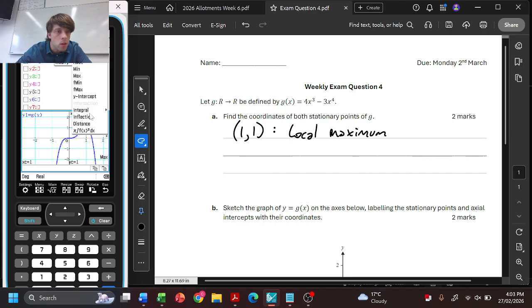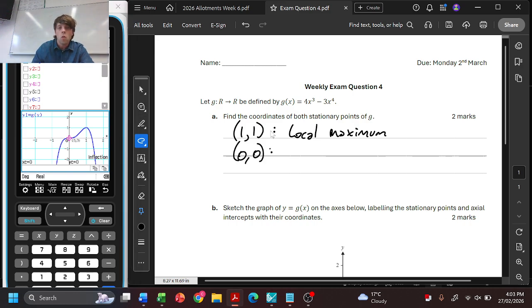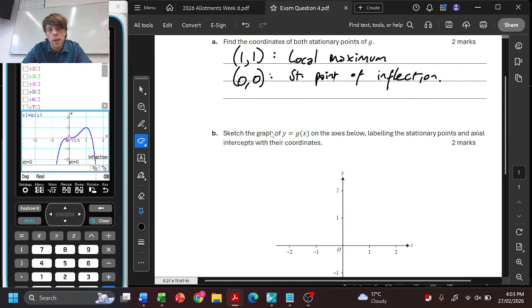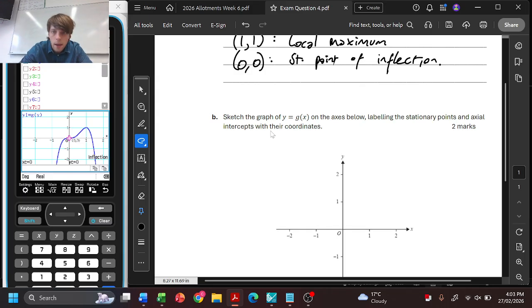And then we can work out what this other one is. I can go analysis gsolve. That's a point of inflection. I just click inflection and it locates it for me. So at 0, 0, we have a stationary point of inflection. Awesome. So that's how we can label those. Fantastic. All right. So now we need to sketch the graph.